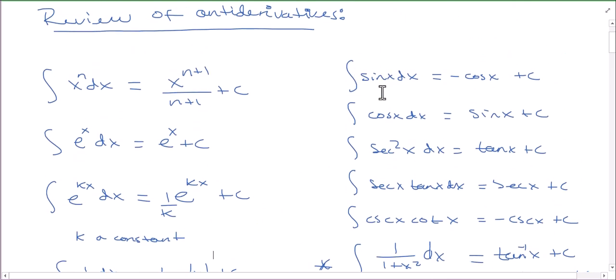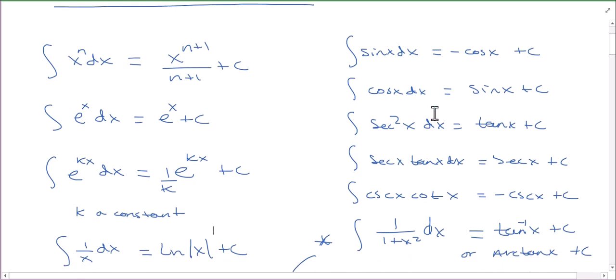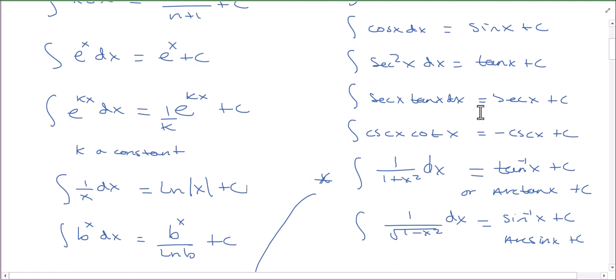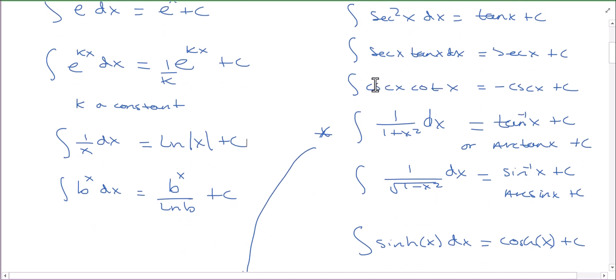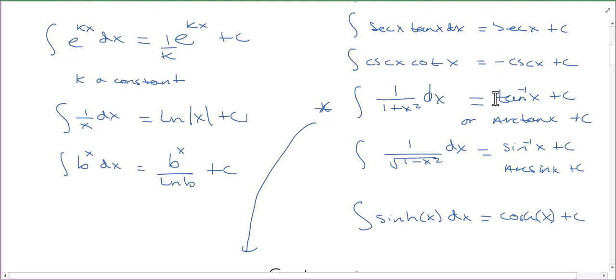And then the trig ones. The integral of sine is negative cosine. The integral of cosine is positive sine plus c. Integral of secant squared, we should recognize that secant squared is the derivative of tangent, so the antiderivative of secant squared is tangent. And then secant x tangent x, the antiderivative is secant x. Cosecant cotangent, the antiderivative is negative cosecant plus c.